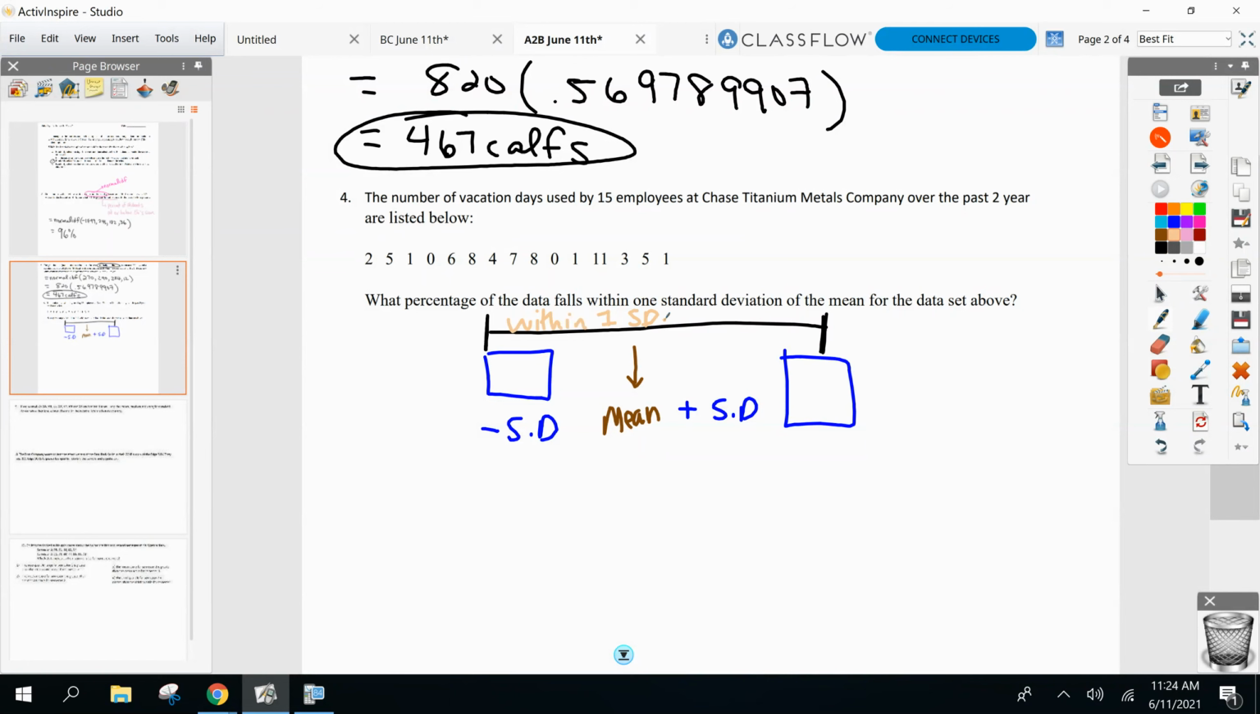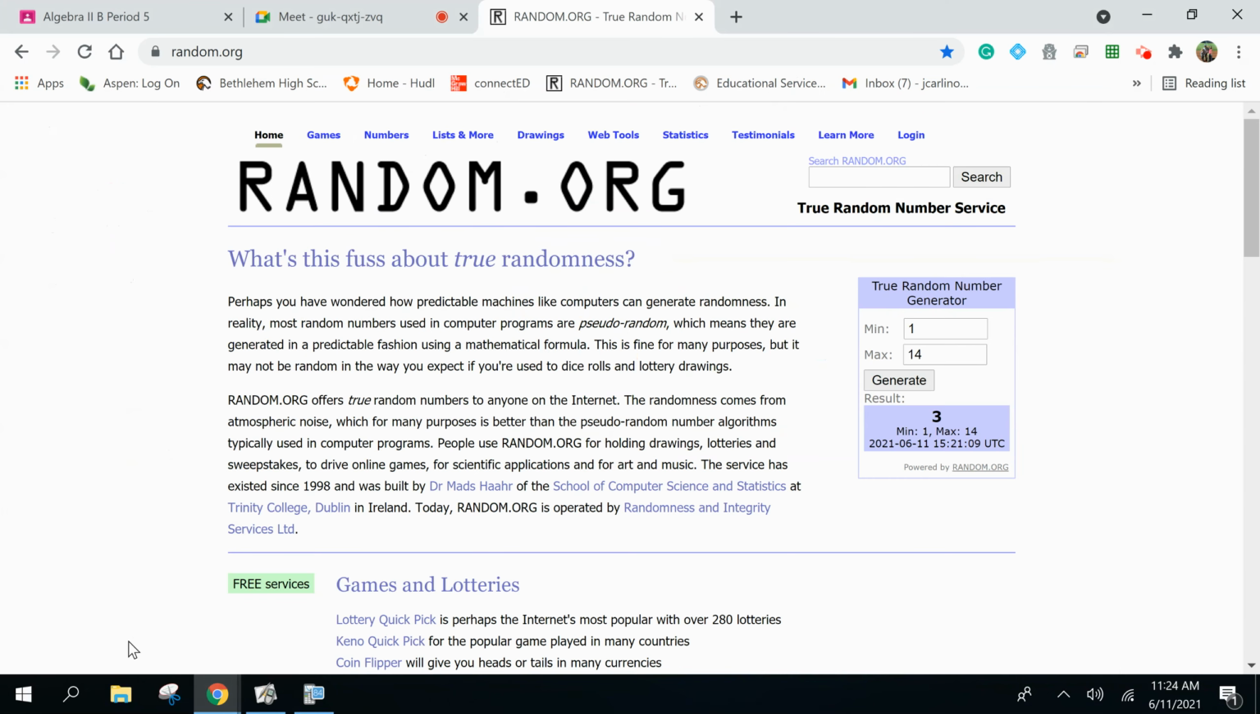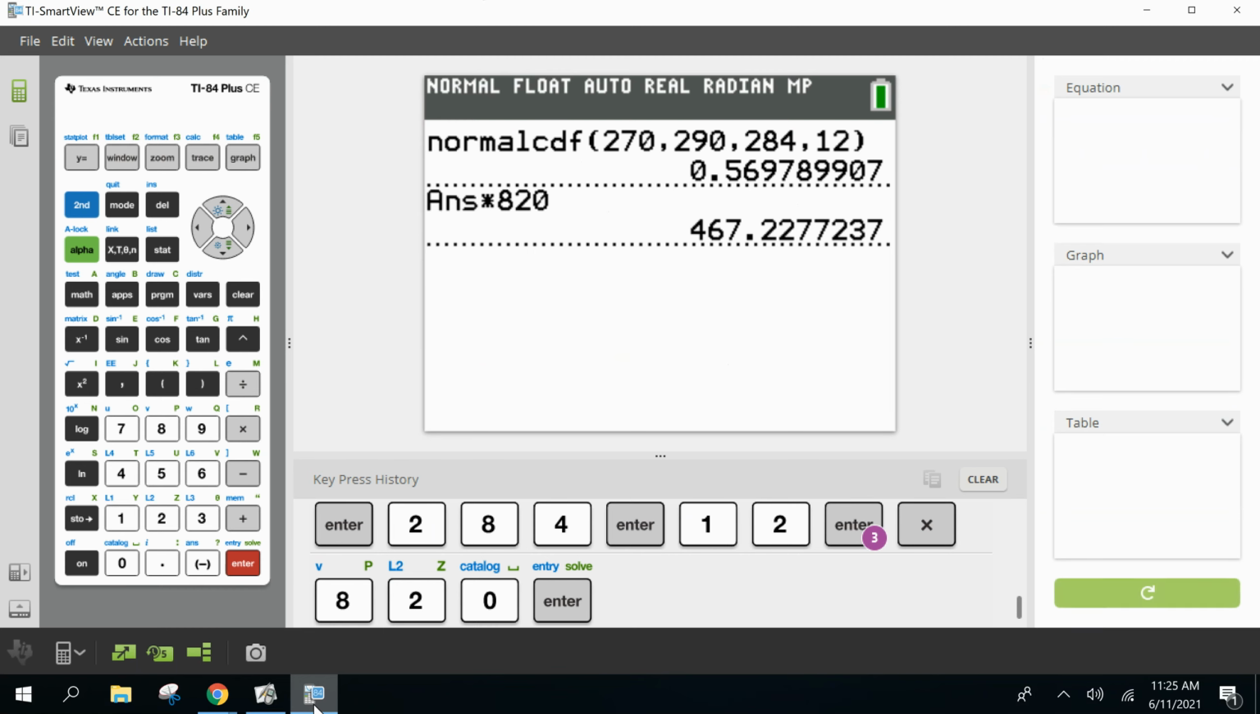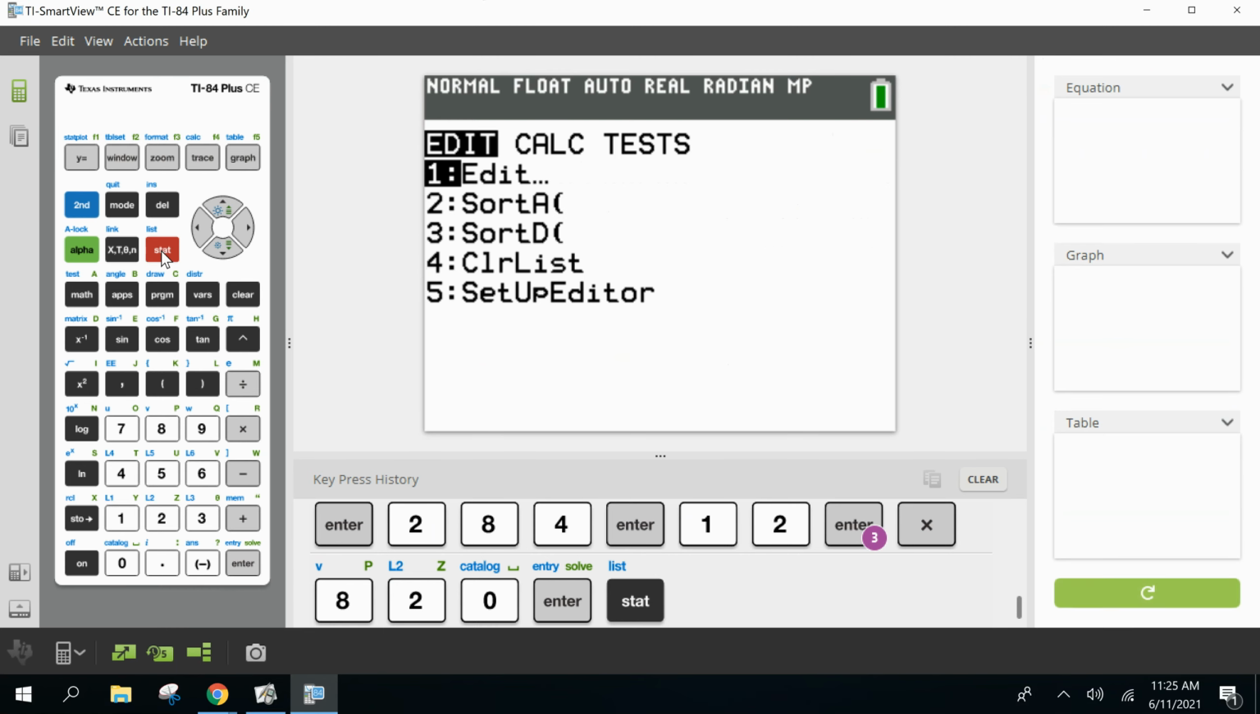All right, so I need somebody's help because it looks like I need the mean and the standard deviation. So what do I do with all these numbers? How do I find the mean and the standard deviation? Where do I go on the calculator? Okay, there you go, Will. You know it. Stat edit. Good job.